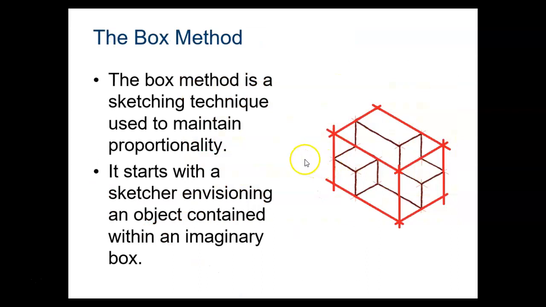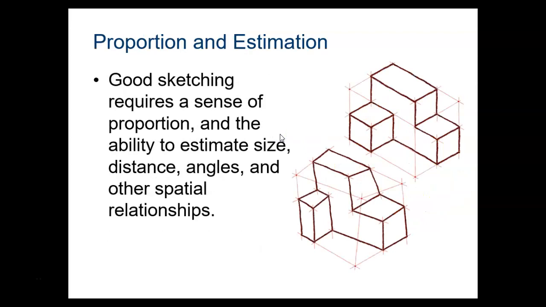When you're drawing an isometric, there's something called the box method, which is a sketching technique used to maintain proportionality. It starts with a sketcher envisioning the object contained within an imaginary box. Sometimes I call this a glass box. Good sketching requires a sense of proportion and the ability to estimate size, distance, angles, and other spatial relationships. Here we have that object we just saw a moment ago, and here we have that same object, but it's out of proportion and things are just kind of funky looking.